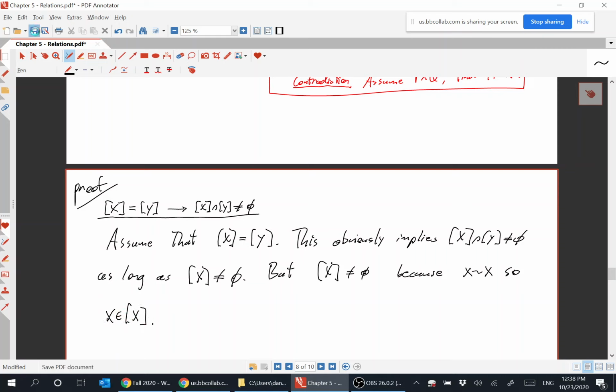In order to show a set is non-empty, all you've got to do is show that there's one thing in there. As a matter of fact, that's the best you can do in this case, because that may be it. The equivalence class of x may just be x itself. There are various equivalence relations where that is true. Again, in order to show that a set is non-empty, you just have to show that there's one thing in there.